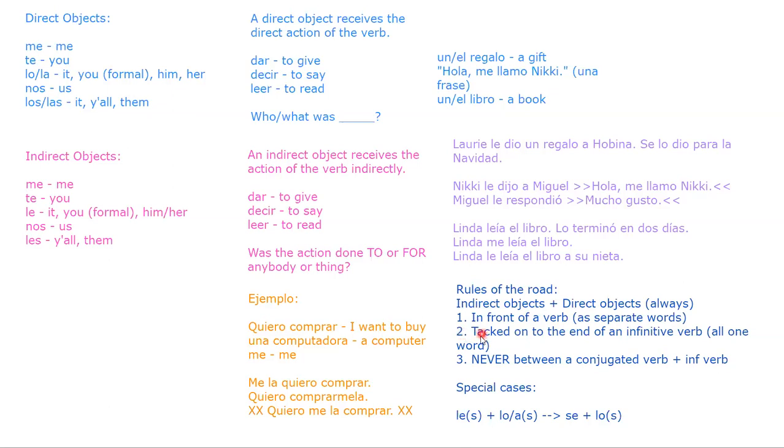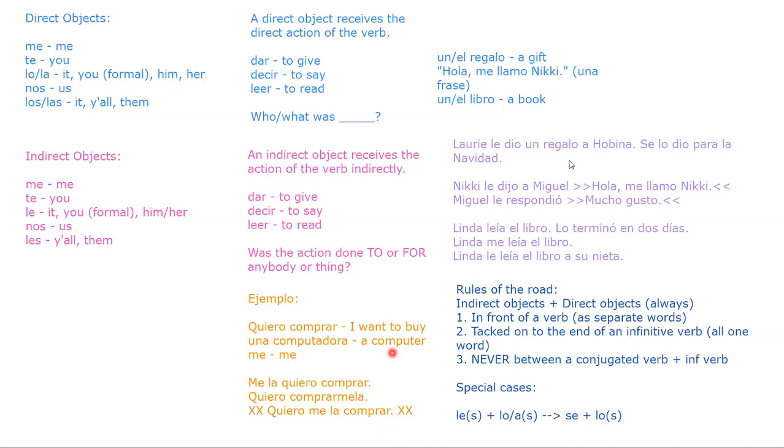I can also tack these on to the end of an infinitive verb, which I have. Comprar is in the infinitive. So I can say, quiero comprármela. I want to buy it for me. Same thing. They translate the same way. They're both perfectly grammatically correct. However, I am never going to put my indirect or direct objects between a conjugated verb and an infinitive verb. So I would never say, quiero me la comprar. You will confuse a Spanish speaker. It's not going to make any sense.